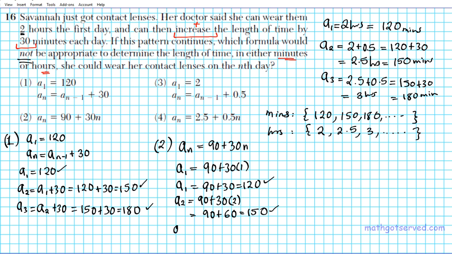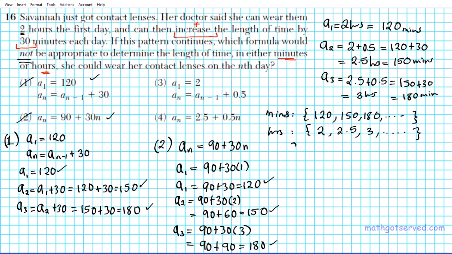Let's try the third one. So A3 is going to be 90 plus 30 times 3 because n is 3 in this case. Using your order of operations, multiply first before you add or subtract. 90 plus 90 is 180. Check. Question 2 is good. All right, so question 1 is good, question 2 is good, which means they are not what we're looking for. Remember, we're searching for the one that does not work.